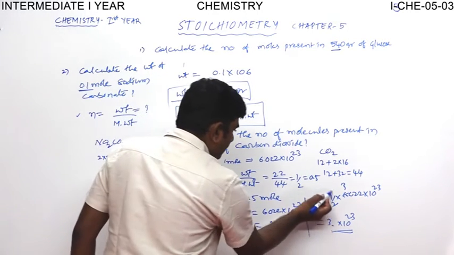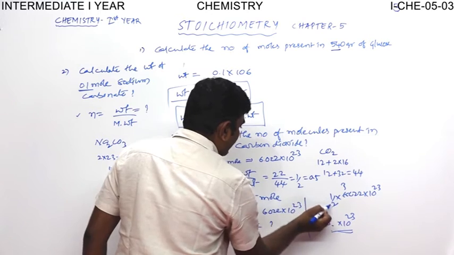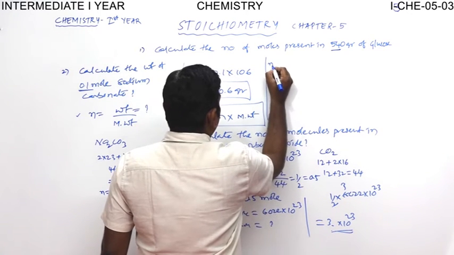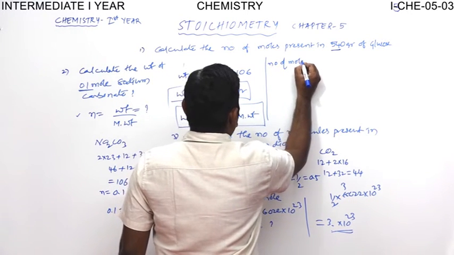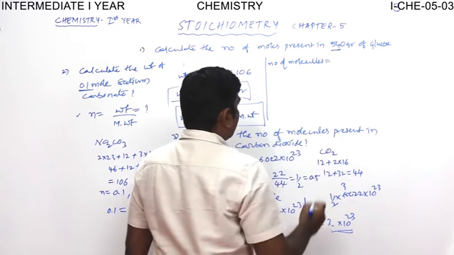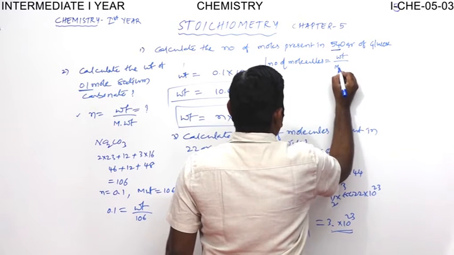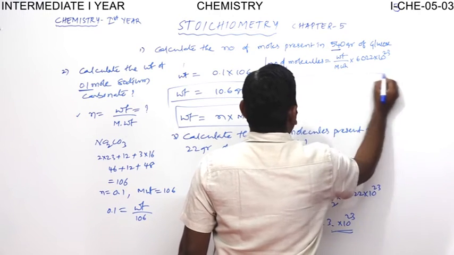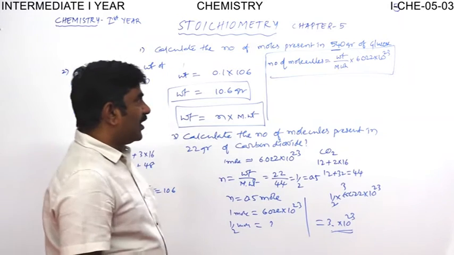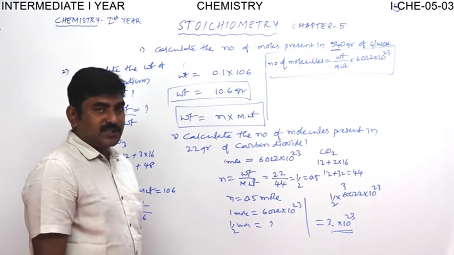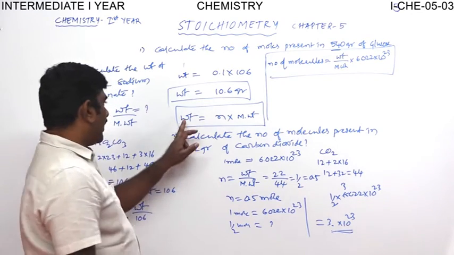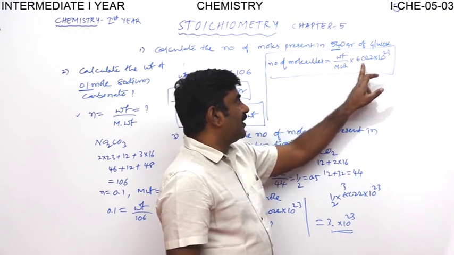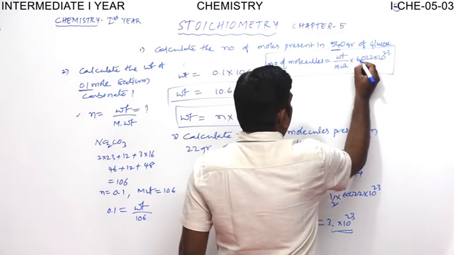This is the number of moles. How did we calculate the number of moles? Weight by molecular weight. Therefore, we can generate a formula. Number of molecules is equal to weight by molecular weight into 6.022 into 10 power 23. So weight is equal to number of moles into molecular weight.